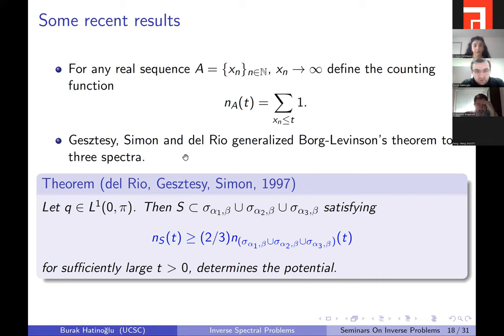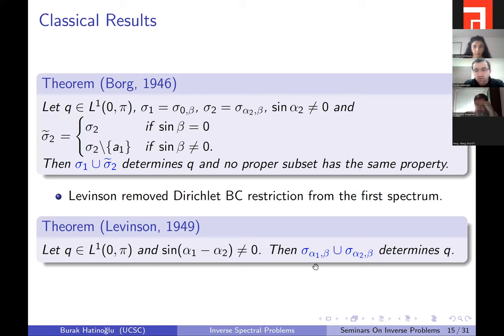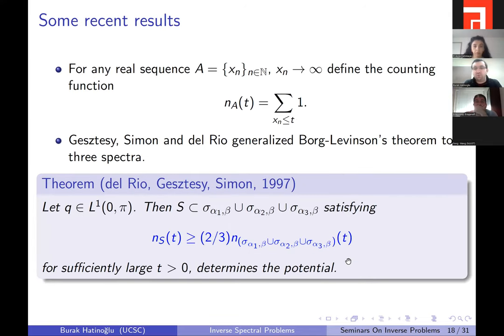The first result I want to talk about is due to Gesztesy, Simon, and Del Rio. What they did was generalize Borg-Levinson's theorem to three spectra. We know that the Borg-Levinson theorem tells us that two spectra uniquely recover the operator. So roughly speaking, we may say that two-thirds of three given spectra should also uniquely recover the operator. This is how they formulated it. They consider some subset of the three given spectra, their union, and check the counting function. If the counting function of that set is greater than or equal to 2/3 of the counting function of the union of these three spectra for sufficiently large t, then this set S uniquely determines the potential. This was a generalization of Borg-Levinson's theorem.